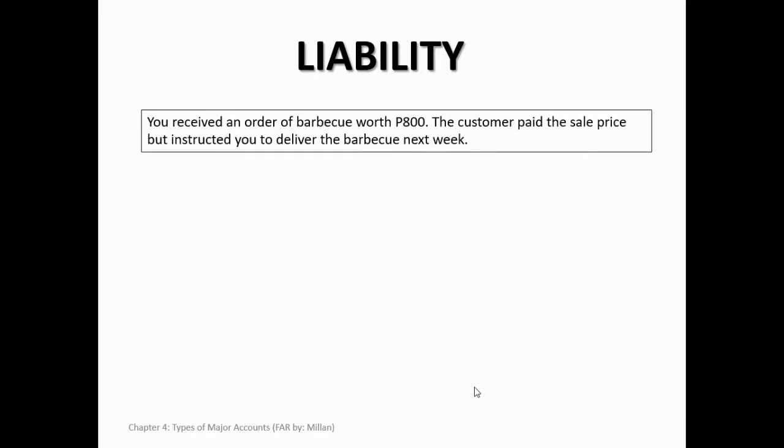Next, you receive an order of barbecue worth 800. The customer paid the sale price but instructed you to deliver the barbecue next week. So may advance payment siya. Right now, the sale price collected is not yet earned, kaya unearned, because the barbecue is not yet delivered. Thus, the cash collection is initially recorded as liability or unearned income and will be transferred to income next week when the barbecue is delivered. So yung iba, gumagamit sila ng account title na advances from customers or unearned revenue.